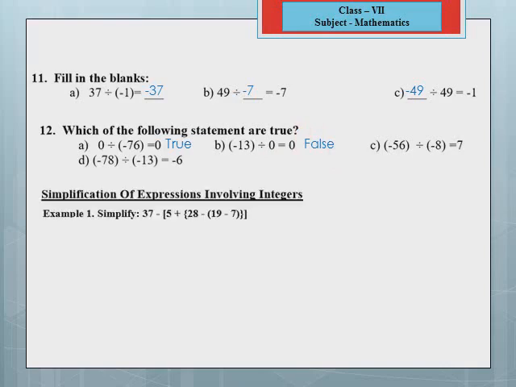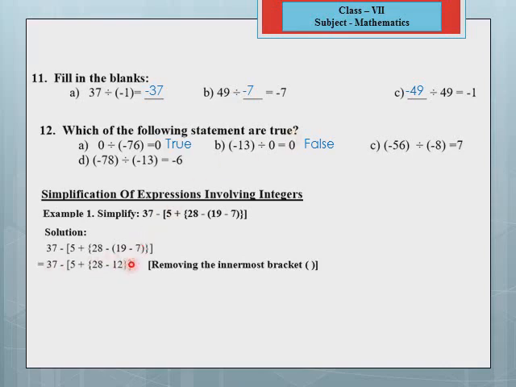Now, simplification of expressions. See example number 1. To solve it, we will start using the BODMAS rule. First, we will solve the innermost bracket. Solving the innermost bracket, we will get 37 minus, everything will be as it is. In place of 19 minus 7, we will write 12. Then we will solve the braces. We will get 37 minus square bracket 5 plus 16 bracket close. Now in the next step, we will solve the square bracket. We will get 37 minus 21, and then finally we will get 16.